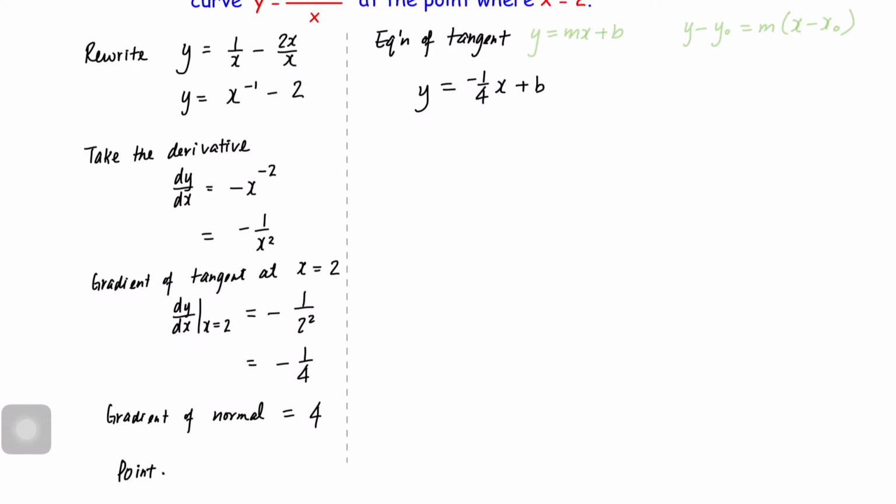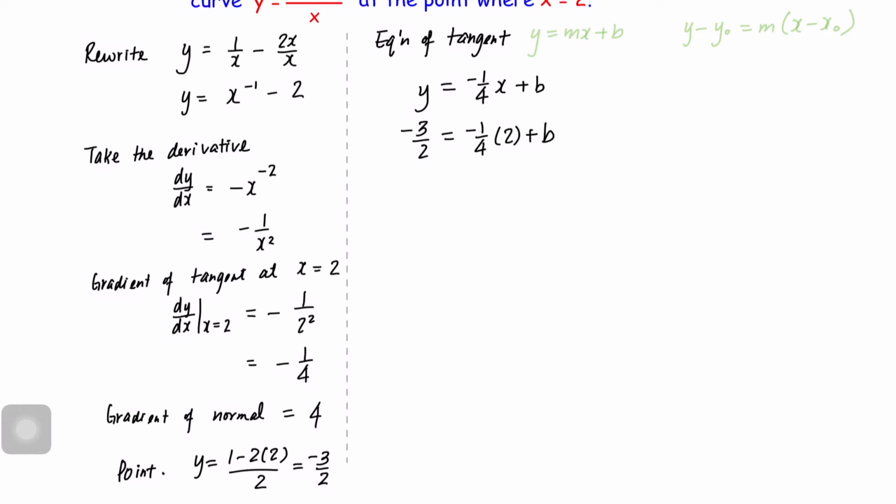The y value would be y equals 1 minus 2 times 2 over 2, right? You sub in x equals 2 into the original equation. So what's this? 1 minus 4 is negative 3 over 2. Okay, so that's better. So now I can say that the point of tangency is (2, negative 3 over 2), and y equals negative 1 over 4 times 2 plus b.